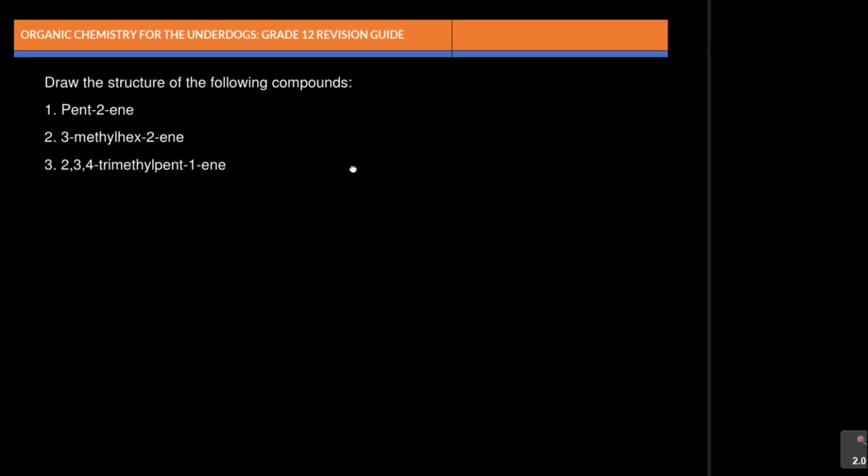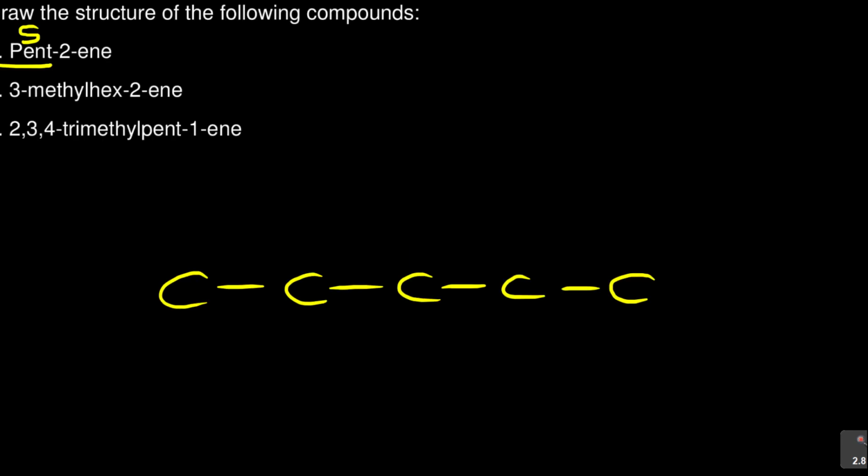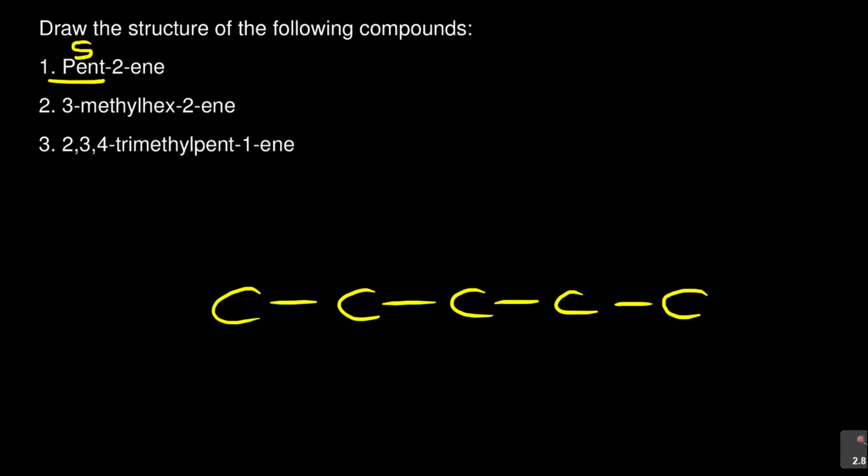Just to wrap up this one, I know it took more time. It says draw the structure of the following compounds. Number 1, pent-2-ene. Pent-2-ene, how will you draw that structure? Pentene is 5: 1, 2, 3, 4, 5. That's pentene. Pent means what? Pent means 5. You agree with me? Yes.